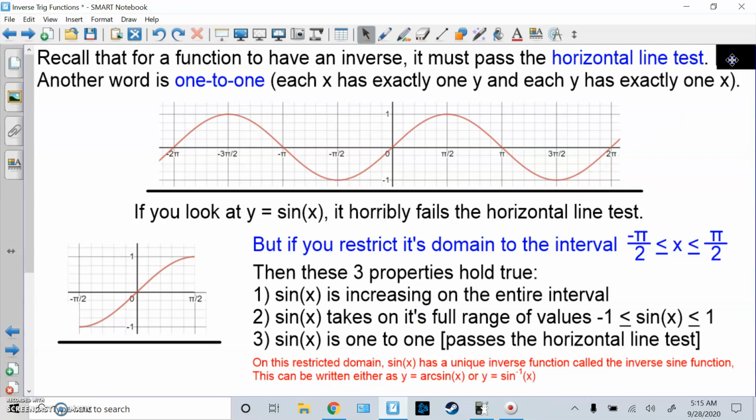On this restricted domain, sine x has a unique inverse function called the inverse sine function. This can be written either as y equals arcsine of x, or you can say y equals sine inverse of x. Same thing.